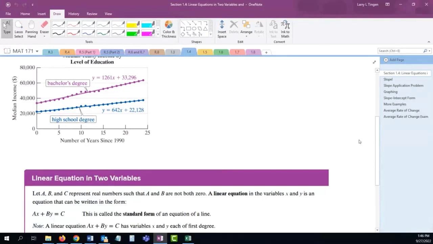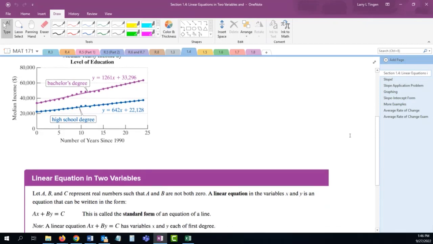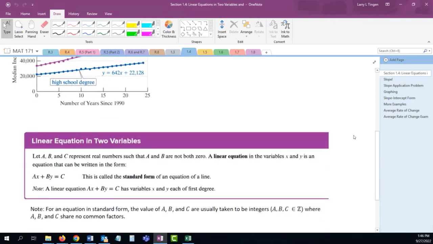Okay, so the equations that represent them are linear equations in two variables. I have an x and I have a y. So for linear equations, we're going to get this formal definition out of the way. A, B, and C are real numbers. A and B are both not zero.